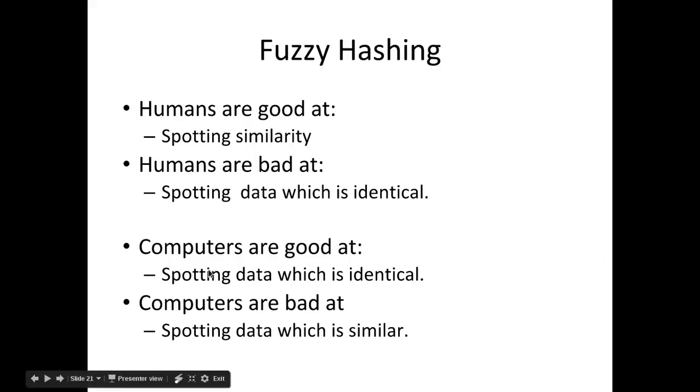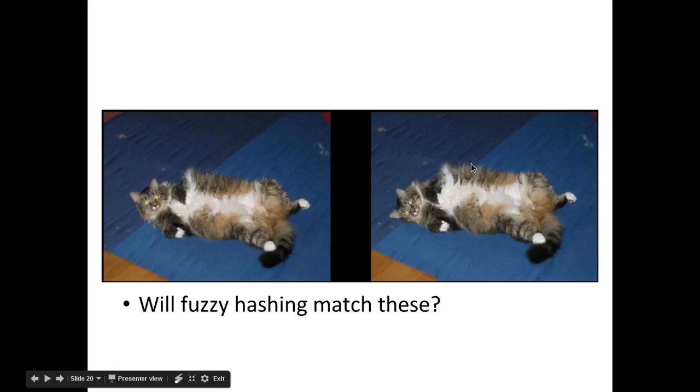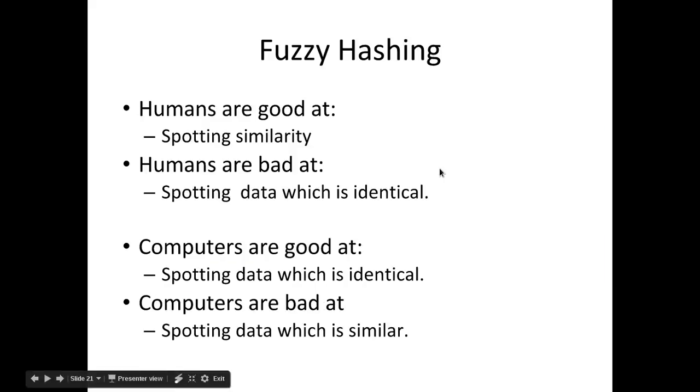Computers, however, are very good at spotting data which is identical. Fuzzy hashing won't match these. We're unable to do that well. The creases on the carpet, maybe. But computers are bad at spotting very contextual things. They're bad at spotting which data is similar. And it's that difficulty in being able to put bounds on what is known as being similar that is a thing we still need to overcome for an automated process to identify illegal images.